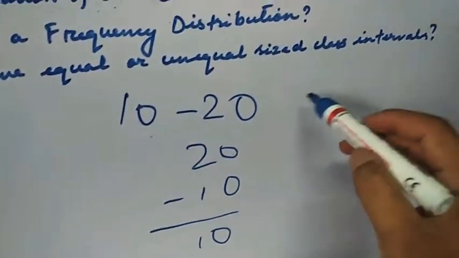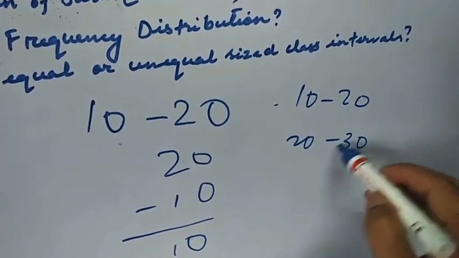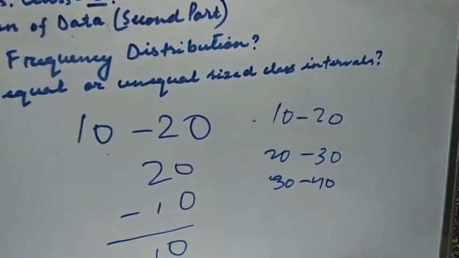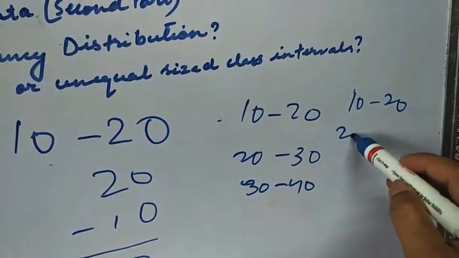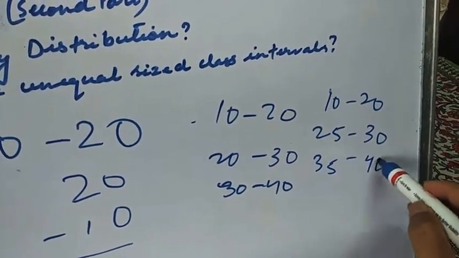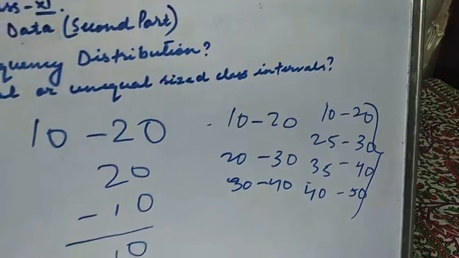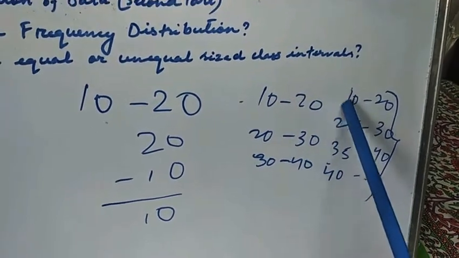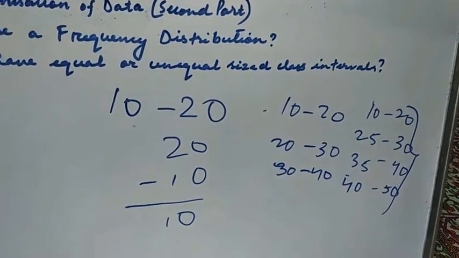So when I talk about unequal, I mean this is an equal size class interval. When I talk about unequal: 25 to 30, 35 to 40, 40 to 50. So this is an example of an unequal size class interval. Here the class interval is 10, here it is 5, again here it is 5, again here it is 10. So this is an example of unequal size class intervals.